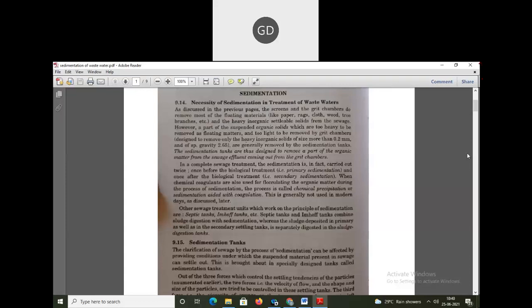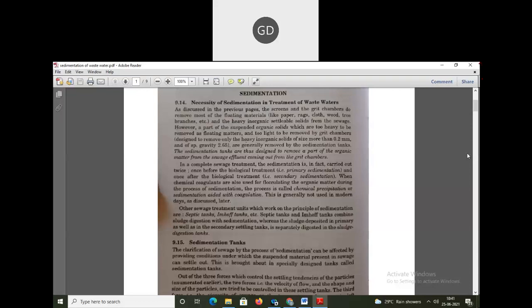in wastewater. I am repeating it: when you provide the screens and the grit chambers, they remove the floating materials and the heavy inorganic settleable solids, like paper, wood, or a branch of a tree. Whatever heavy inorganic settleable solids or floating materials are there, the screens and grit chambers remove all those things.